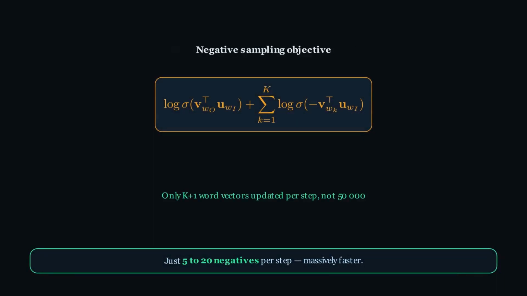The objective pushes up the score of the real pair through a sigmoid, while pushing down the scores of just 5 to 20 negative samples. Now only a tiny handful of word vectors are updated per step, instead of the entire vocabulary. Training becomes dramatically faster.